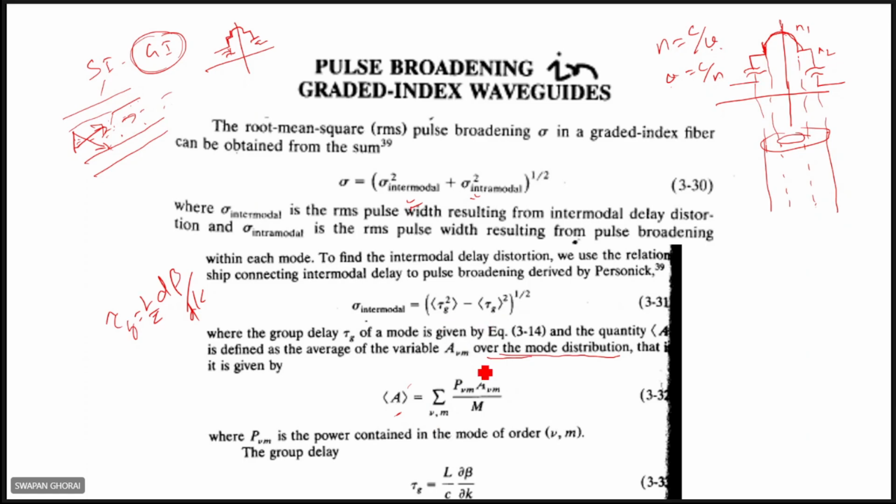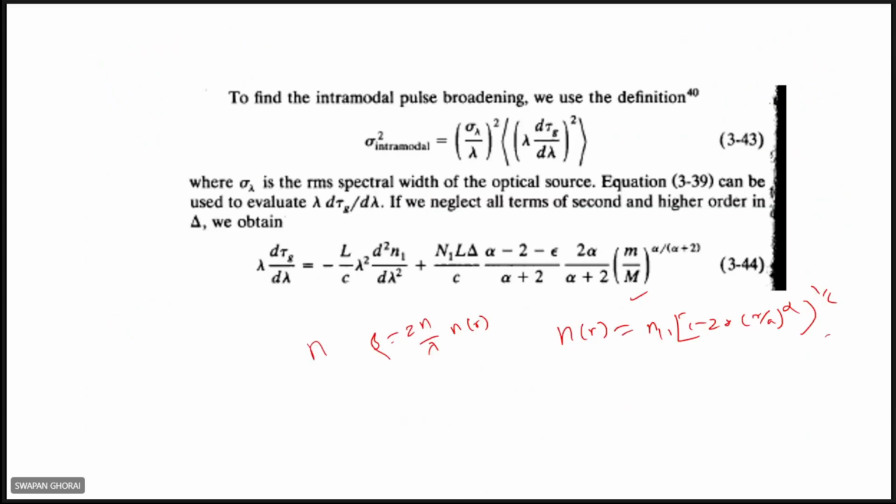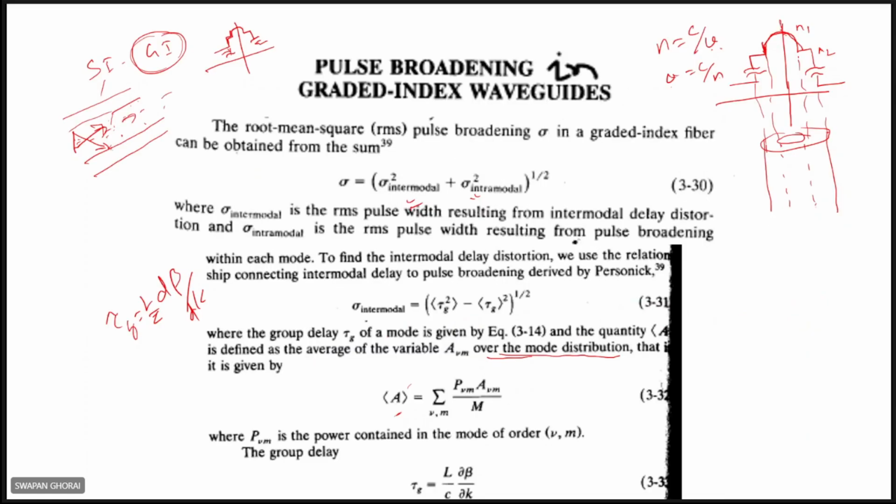So group delay, from the basic definitions, you know, group delay is L by C 1 upon Vg, that is L by C d beta by d k. From this you can calculate once you have beta. Beta you have seen in GI fiber with your WKB approximations. Beta equal to 2 pi by lambda times n, but in this case it will be 2 pi by lambda times n(r).